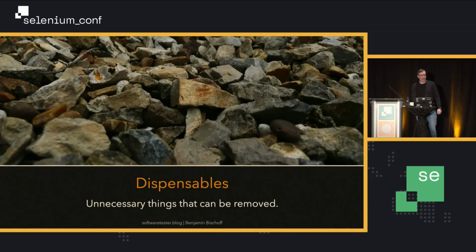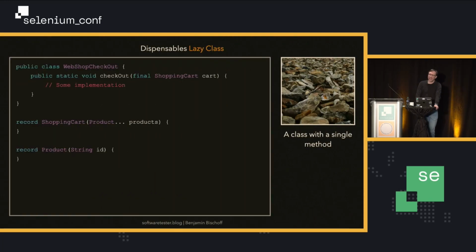Wow, next category already. We're good in time. Dispensables, unnecessary things that can be removed. Probably my favorite category because I love deleting code much more than writing code. And the first one is called lazy class. And this is something that is highly dependent on your application and the design patterns you use.